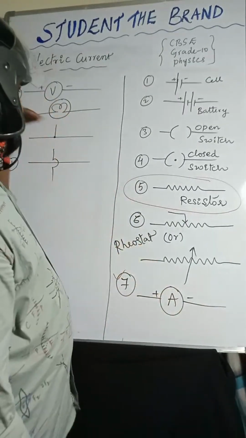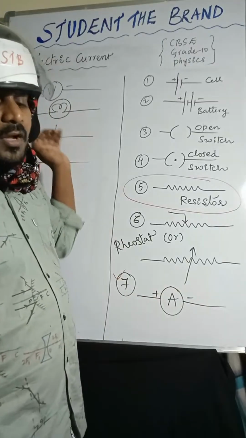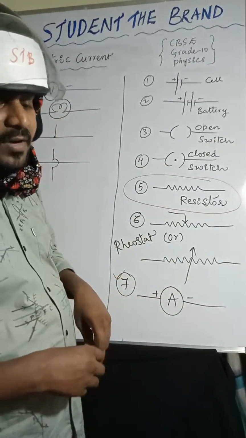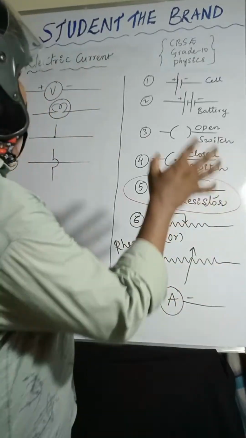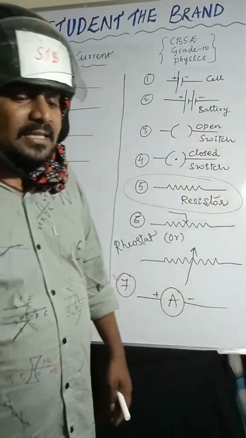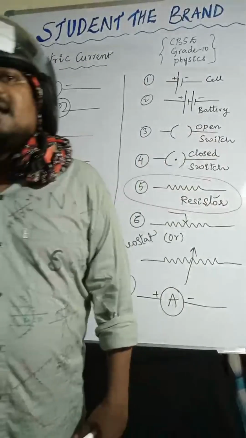So bulb, wire joining, wire crossing. Okay, so this is about electrical appliances.